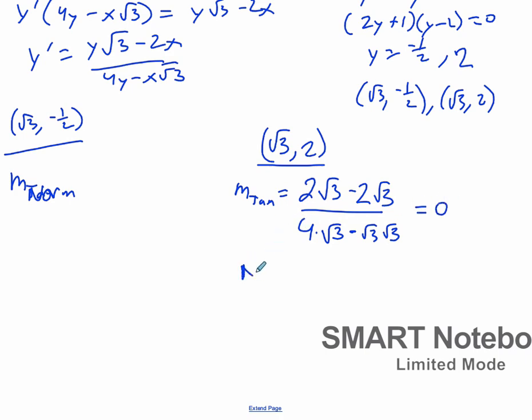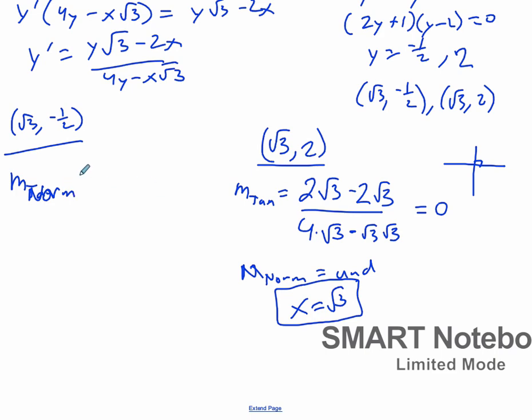That means the tangent line is going to be horizontal. That means the normal line, which is always perpendicular, is going to be vertical. So the slope of the normal is going to be undefined. Okay, that means we have a vertical line. So the equation is just going to be x equals root 3 because it goes through root 3. So that's the equation of the normal at this point right here.